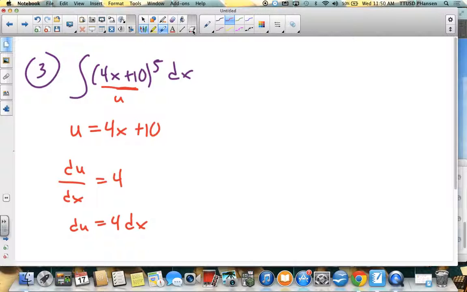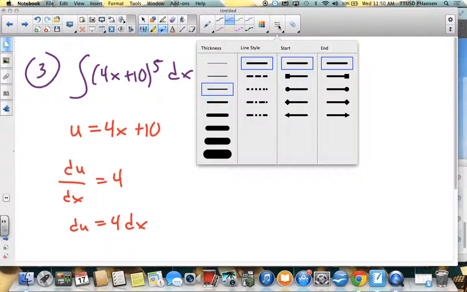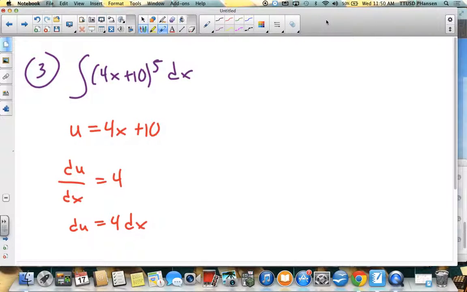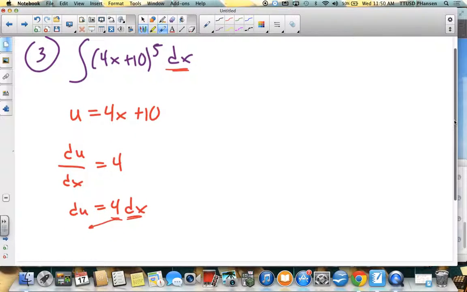Now, what I've got is it's not exactly like all the rest of these that I'm working on. It doesn't match exactly. But the dx part, right, I've just got an extra 4 right here. So I'm going to move that, with algebra over to the other side of this thing. So ultimately, I will have du over 4 equals dx, or maybe, sorry, I should call it 1/4 du equals dx.